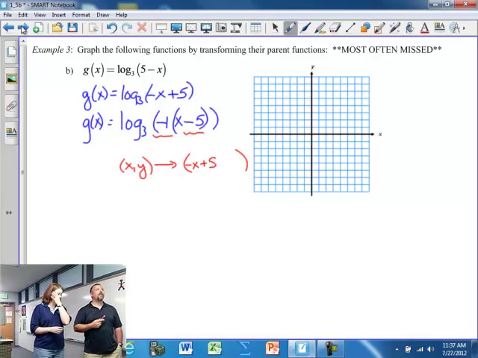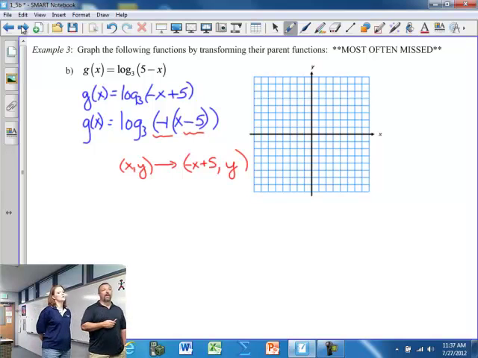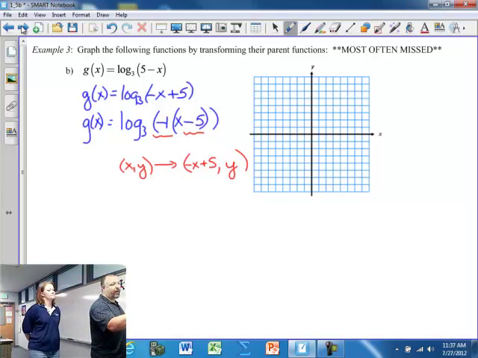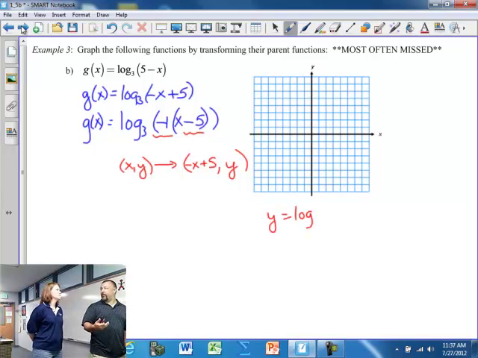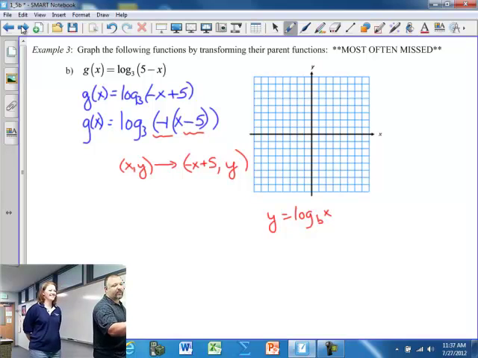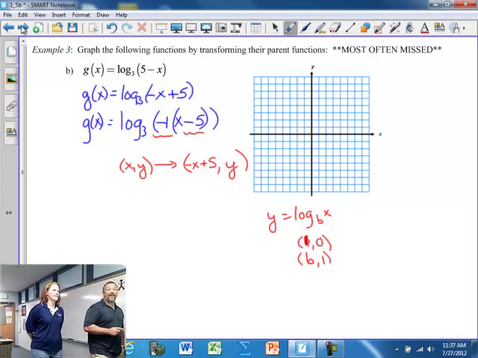There's nothing outside of my function, so I get to keep the same y. So what's that 3? Well, this is the base of our logarithm. And again, we're back to our parent logarithm functions. Real quick refresher: a logarithm of base b has two important points and a vertical asymptote. Its points are 1, 0, not 0, 1, then whatever the base turned out to be, comma 1. And then there was a vertical asymptote at x equals 0.